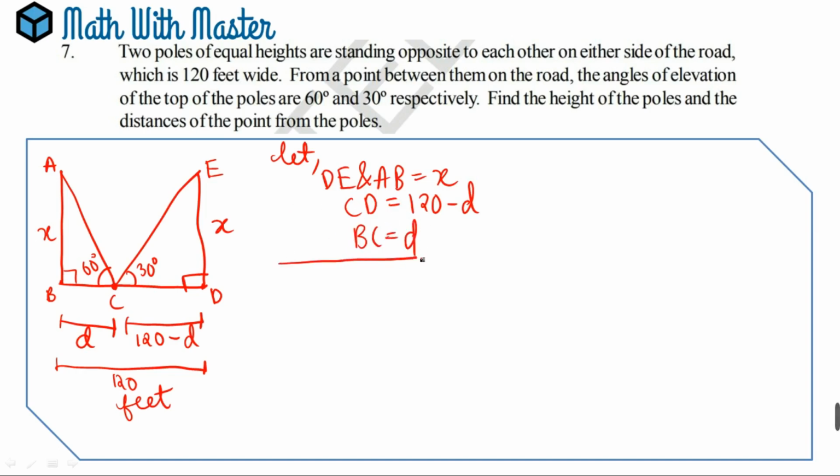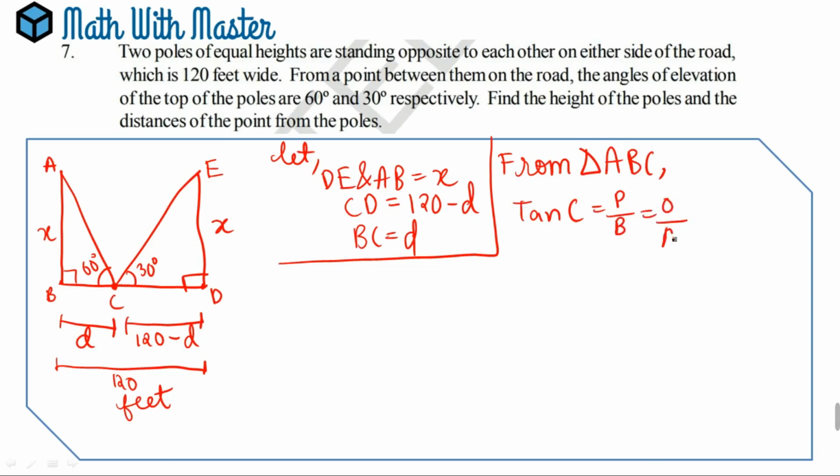So after letting these, now what we have to do is, from triangle ABC, we have to take tan C. Tan C is equal to perpendicular upon base, which is opposite upon adjacent. And here it is equal to AB upon BC, which is equal to X upon D. So we know that tan C is equal to X upon D.